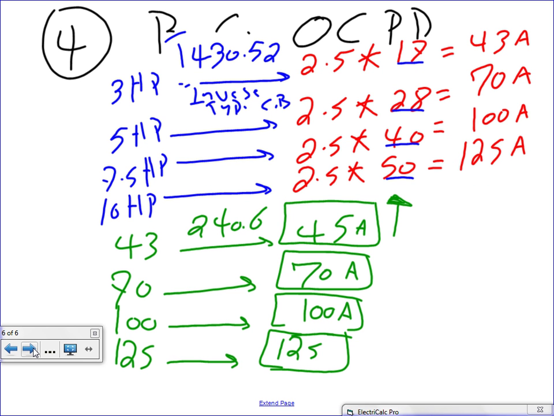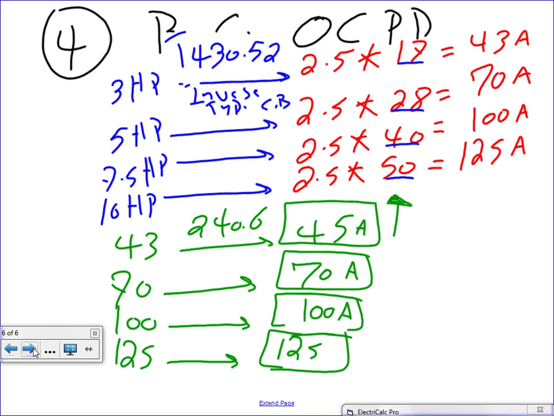If it was a fuse, you're going to ask me, Chad, is it a non-time delay fuse? Then this multiplier becomes 3. If it's a dual element time delay fuse, this multiplier becomes 1.75. Can you guys see that from table 430.52?